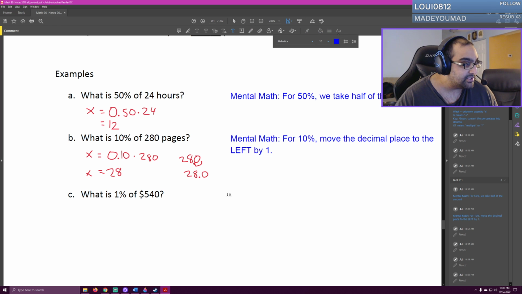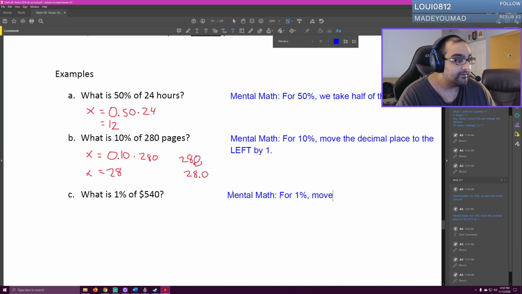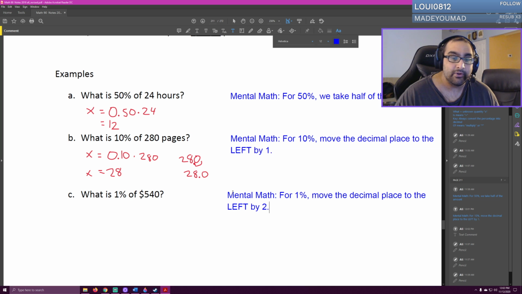Now, how about 1%? Let's focus on that part. The mental math part for 1% is we want to move the decimal place to the left by 2. So in this case, we're going to move 2 places to the left of the amount that we're given, for our mental math portion.